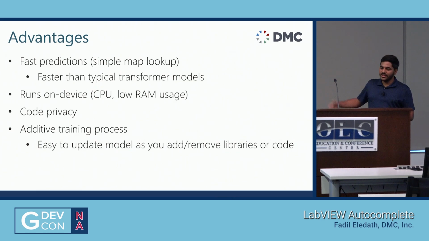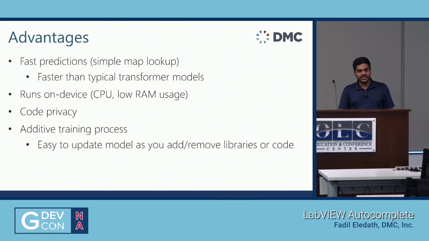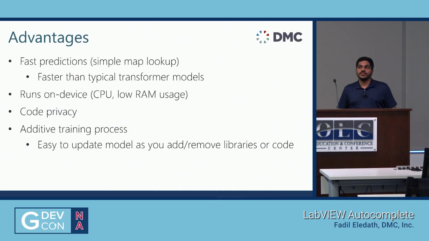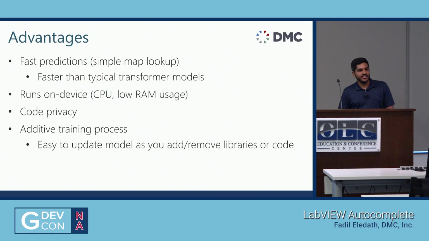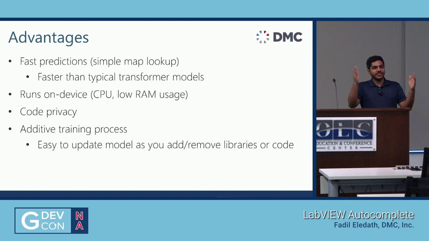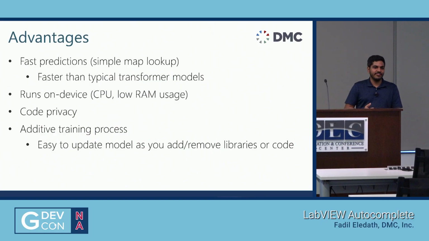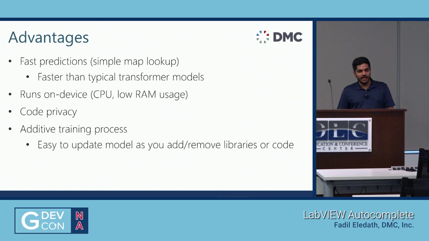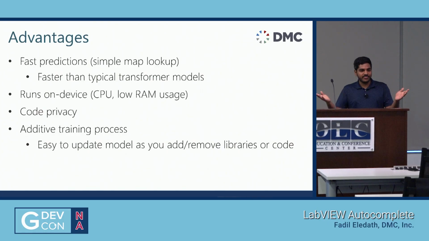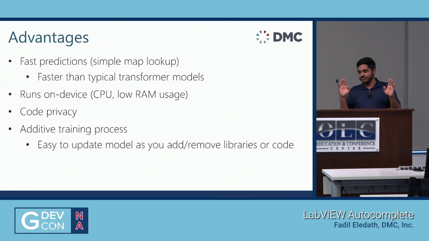The advantages, again, are that the predictions are super fast. It's a simple map lookup, just O(1). It runs way faster than your transformer models because you're not tokenizing, converting into an embedding, running it through a neural network, producing a token, and converting back into a G value or object or whatever. So it's way faster. It runs on device, on CPU. It can run in your virtual machine, no sweat.